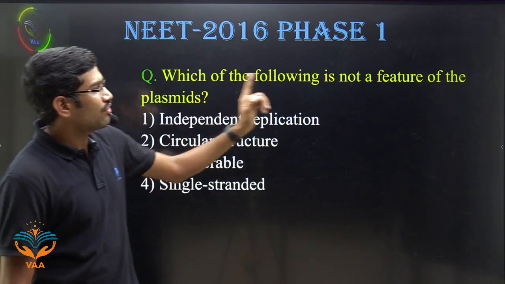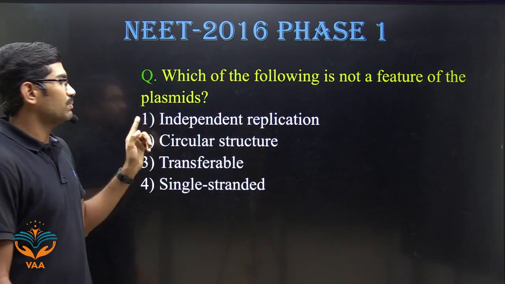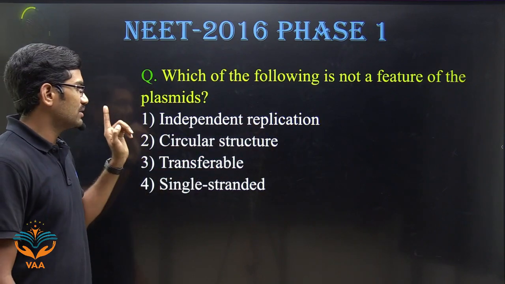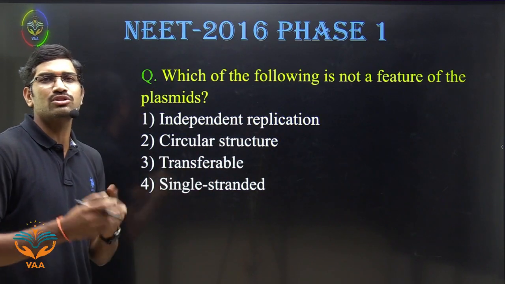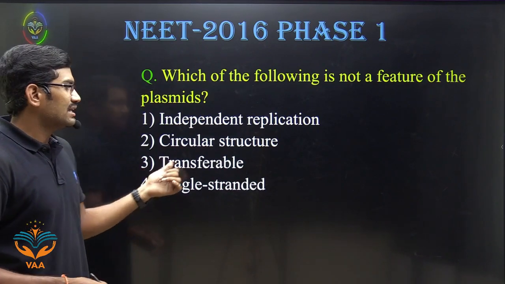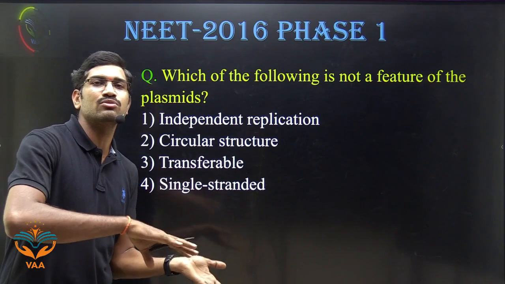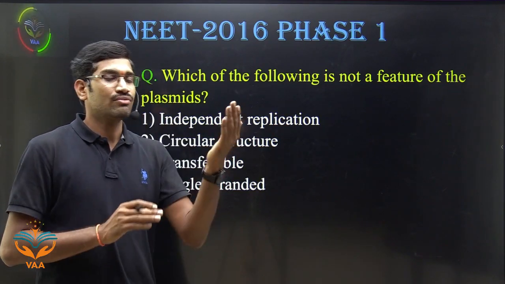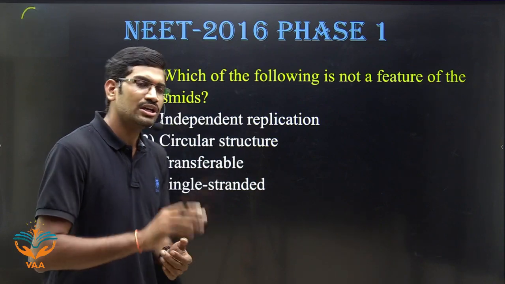Next one. Which of the following is not a feature of the plasmids? So let us see here. Independent replication, yes, they can undergo. Circular structure, yes, most of the plasmids are circular double-stranded DNA molecules. So that is also correct. Transferable, yes, they are able to move from one bacterium to another, and sometimes some plasmids can move from bacterium into yeast also. Okay, so they are there.